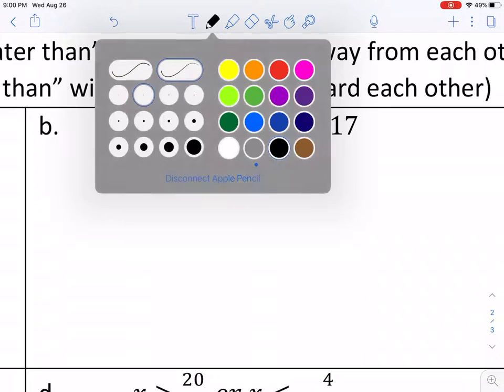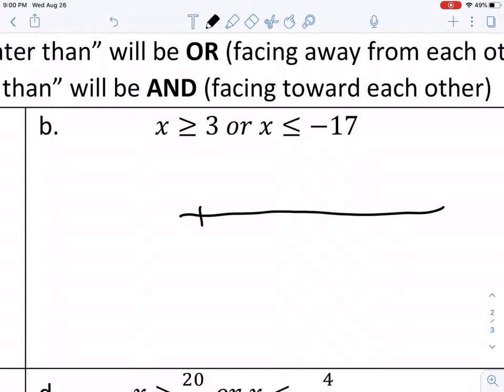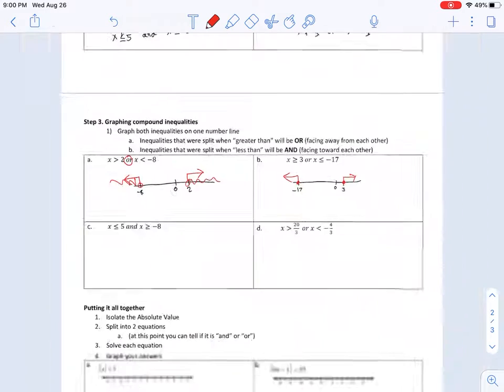Let's see it again here. I have -17 is somewhere down here on my number line, like 0's here on my number line, and 3's here on my number line. So we're going to check open or closed point. So for our first one, x is greater than or equal to 3. That's a closed point on 3, shading everything to the right. For my second point, closed point on -17, shading everything to the left.